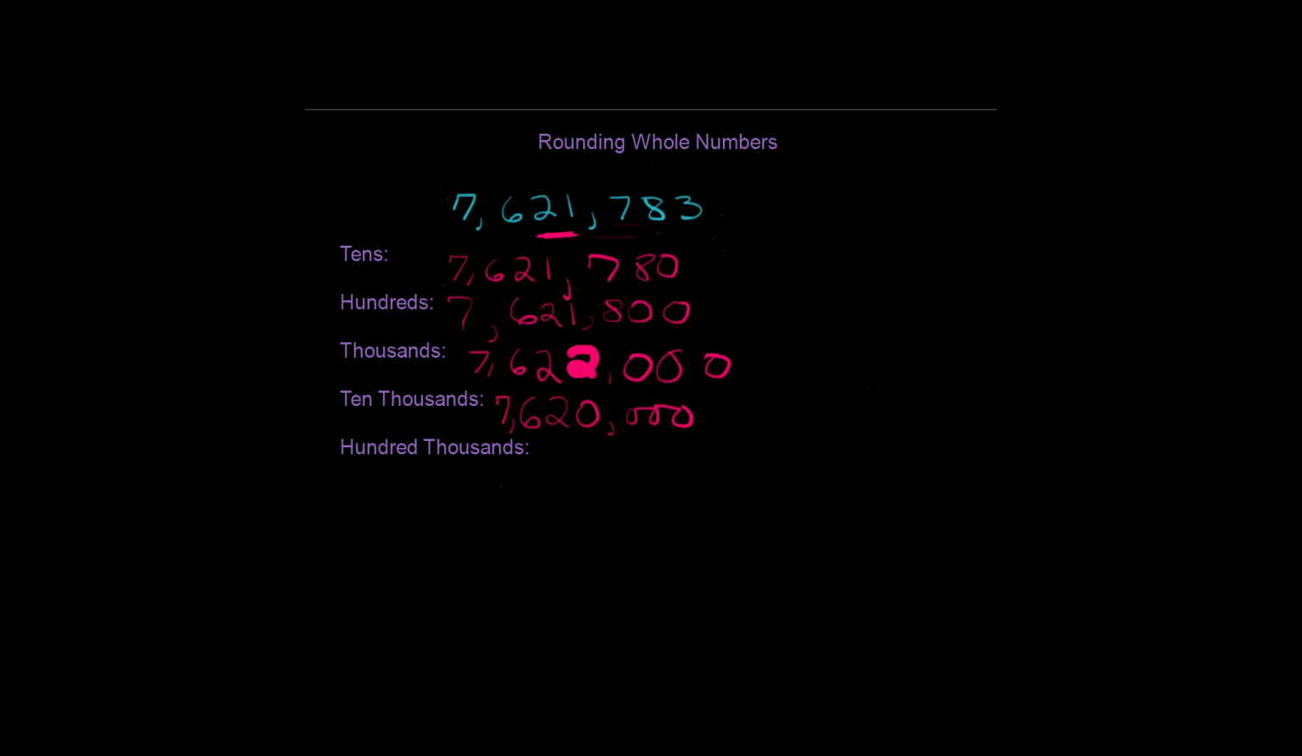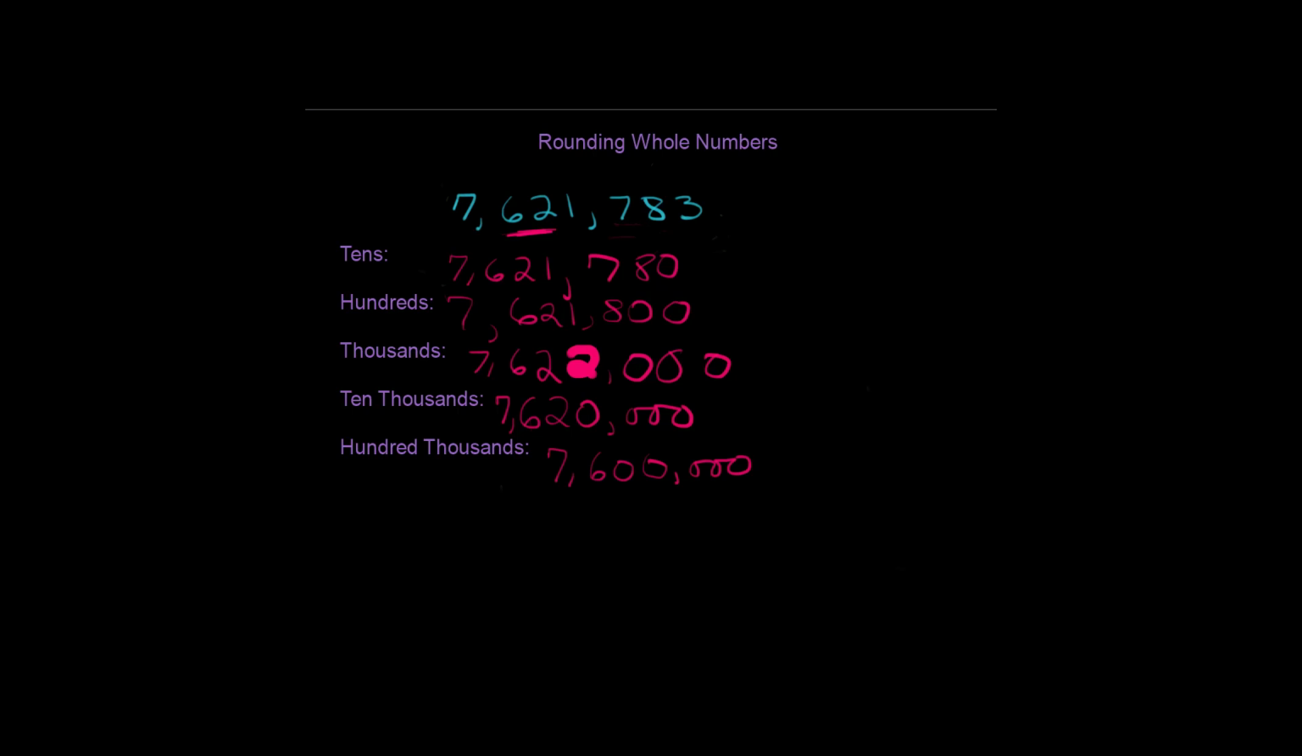part. Okay, and now our final one, the 100,000s. So same way, take a moment to think about that. Okay, so the 6 is in the 100,000s place, so we look at the number to the right, which makes those two numbers 62. 62 is closer to 60, not 70. So when we round it, we turn that into a 60. So our final answer for the 100,000s is 7,600,000.